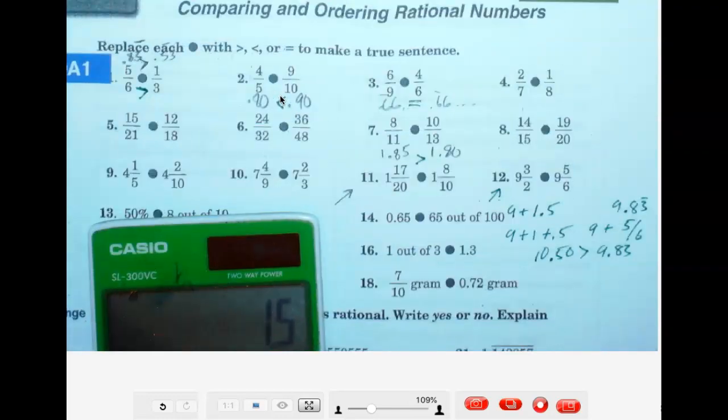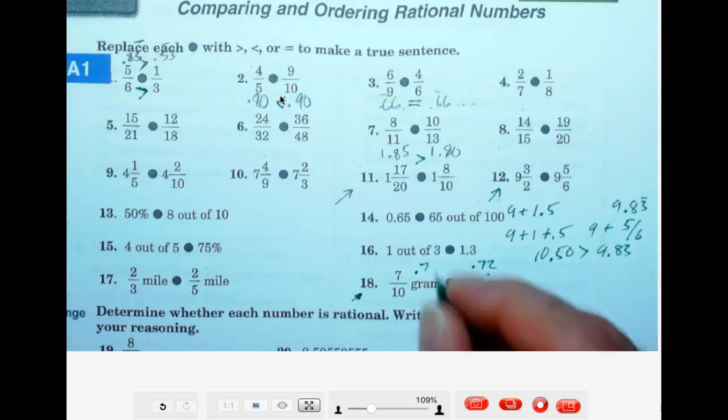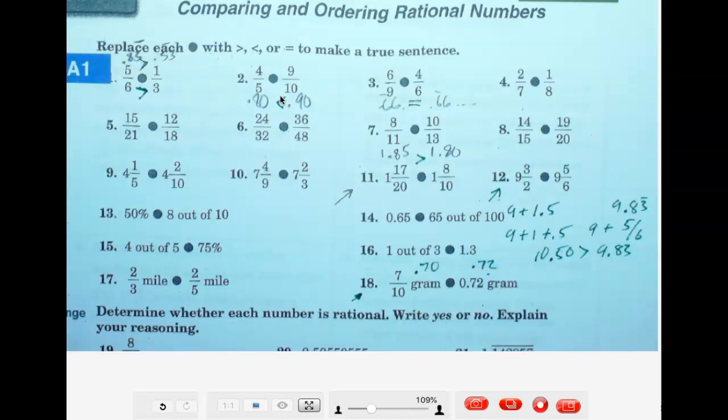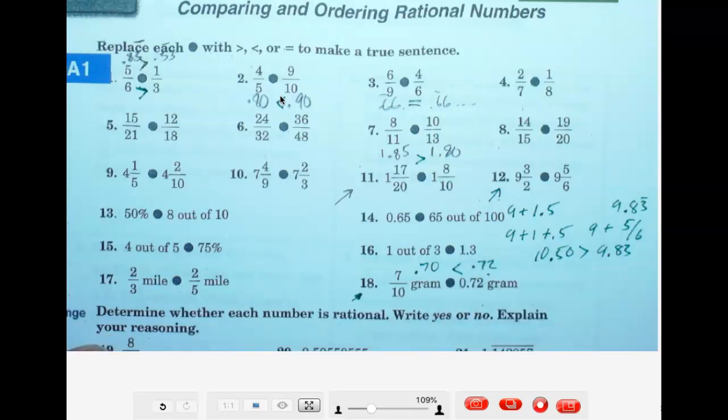So let's take a look at number 18. Here, that's a semi-word problem. We have 7/10 of a gram, so that's 0.7. And we have 0.72 of a gram, 0.72. I know you automatically want to say, this one's bigger because it's got more numbers. In this case, it happens to be right, but put the same number of zeros on there, or add zeros so that both numbers look like money. Here's 70 cents and 72 cents. Now I can a lot more confidently say that. It's not always the bigger number.